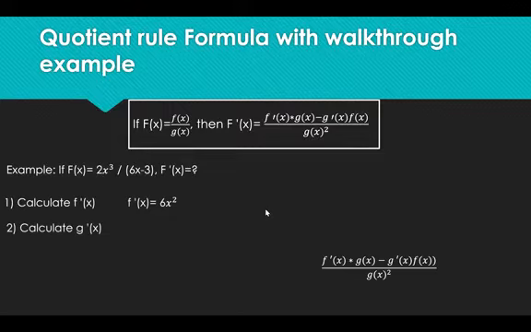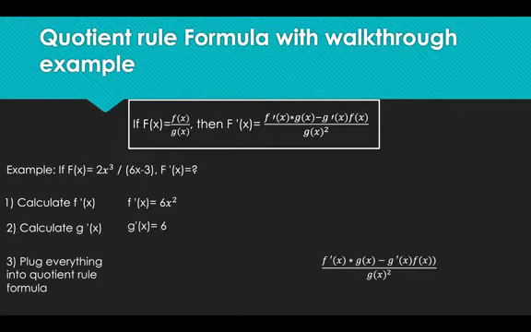Okay. And next we want to calculate our g prime. So our g prime is going to be the derivative of g, which is 6x minus 3, which is going to be 6. Okay, so next we just want to plug everything we know into the quotient rule formula. And this is what we get. So we have our original function g multiplied by our f prime, subtracting g prime multiplied by our original function f, and that's all being divided by our original function g squared.